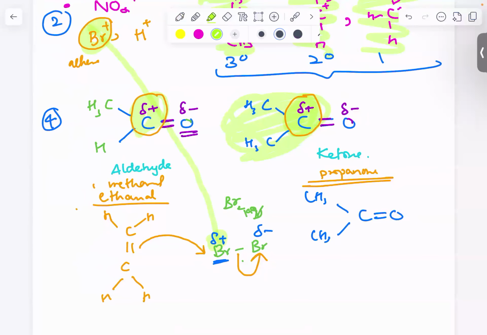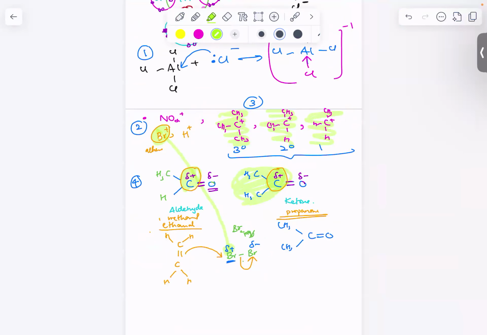Good, great. So that was it. In your book, if you check page number 574, they have made the curly arrows. I have already told you about these arrows. Clear? All right, good.